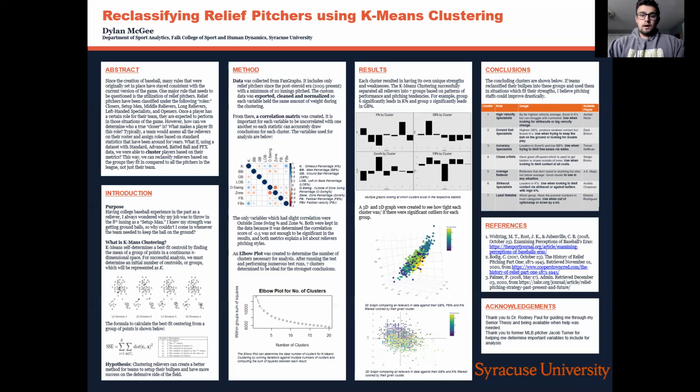With this data, teams can use this and look at their own relievers and give them their own classifications. And with that, they can use their relievers in these new specified roles than what they previously were. I do firmly believe that if this was used in Major League Baseball, this would make a difference in bullpens and help teams be more successful on the defensive side of the field.